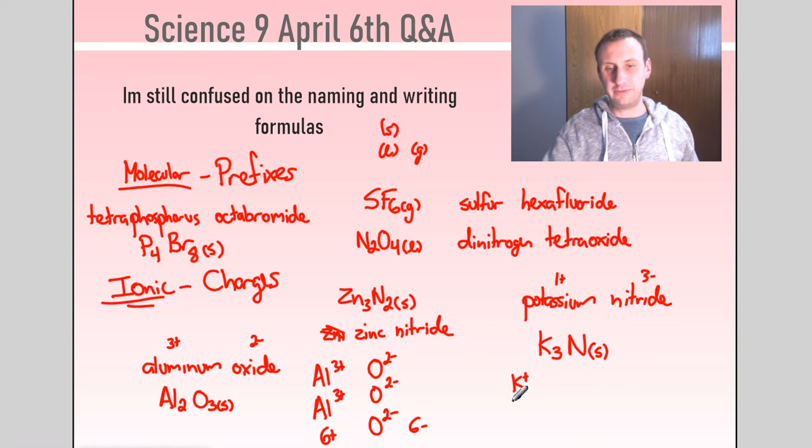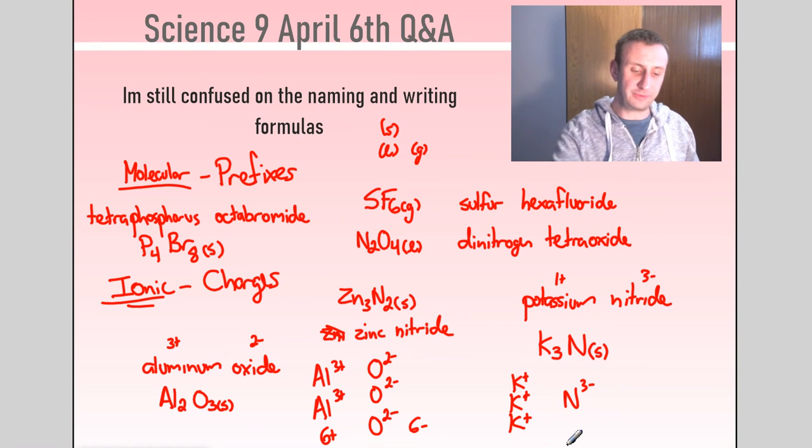Again, this is equivalent to writing out K positive 3 times. And then I have N with the 3 negative. That's really what I'm saying with this notation, K3N, is that I have 3 potassium ions and 1 nitride ion. Okay, and that balances out the charge.